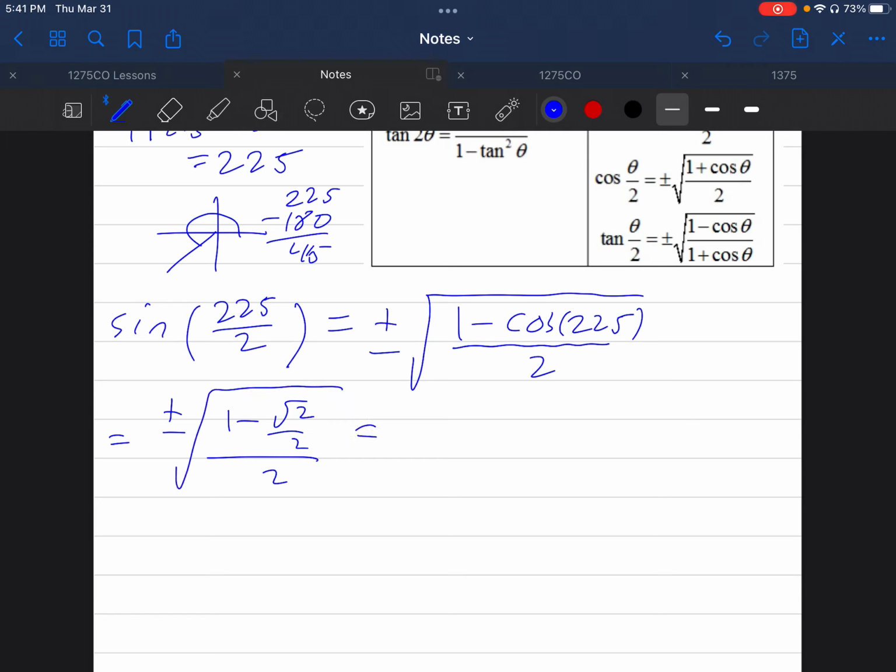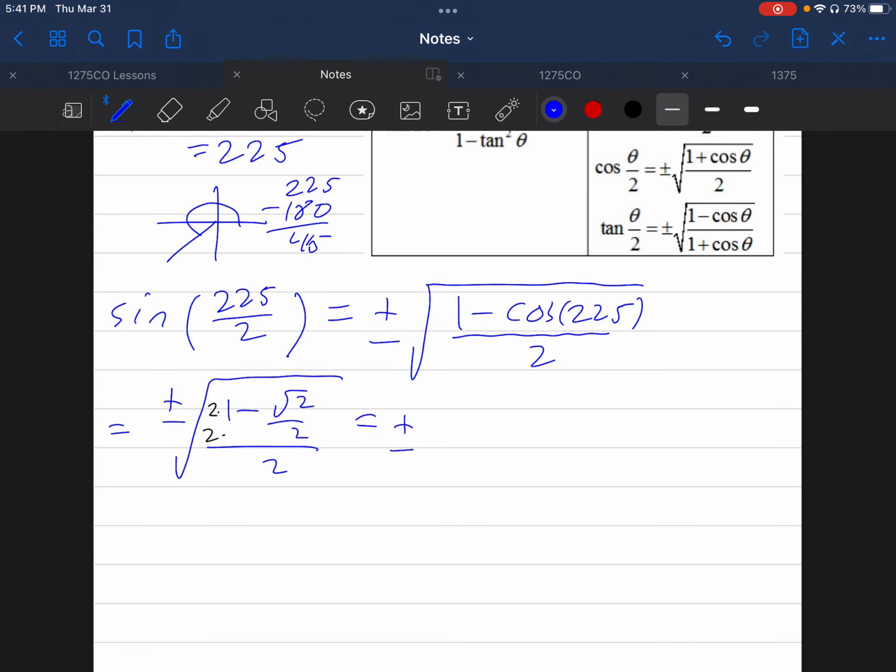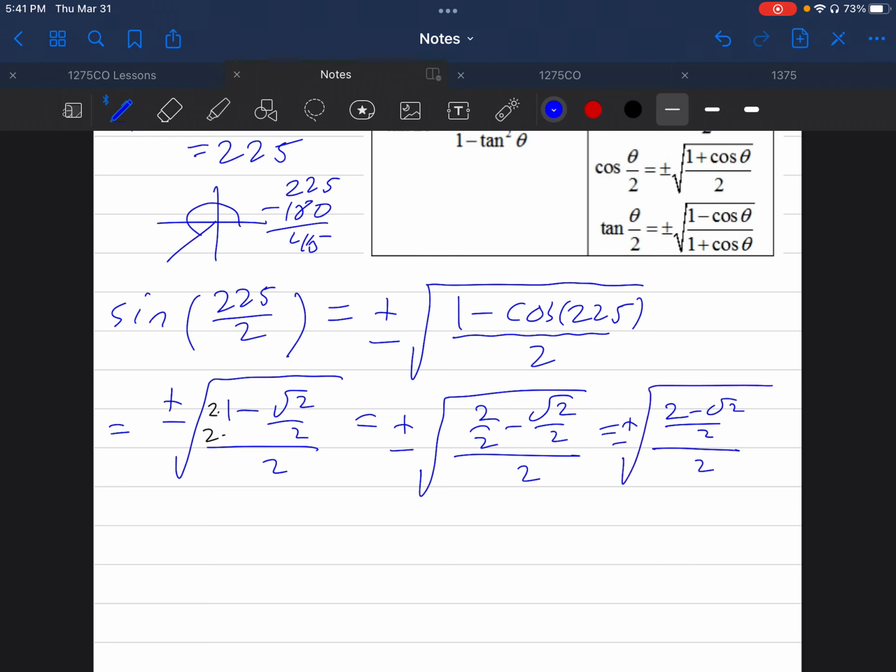And cleaning this up is going to require a couple of things. First, a common denominator up here of 2 on both top and bottom. So that's going to be plus or minus 2 over 2 minus radical 2 over 2 divided by 2. That's the radicand of this radical. And that's going to equal 2 minus radical 2 over 2 divided by 2 yet again, plus or minus inside the radical.